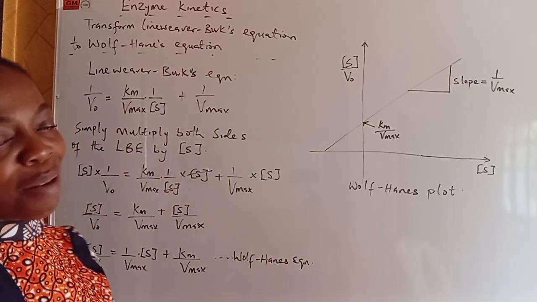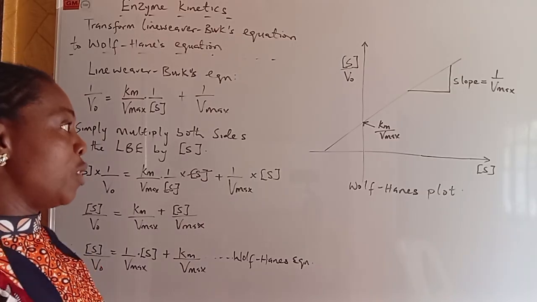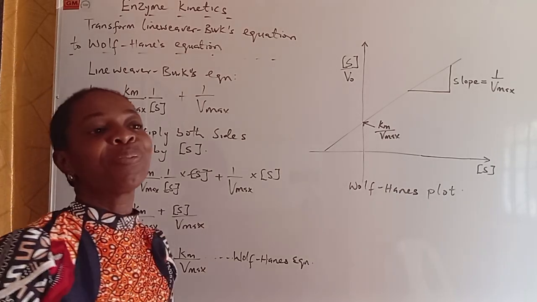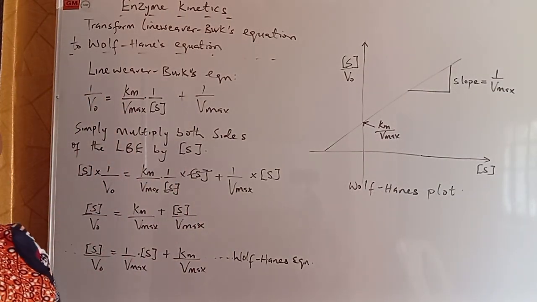But it also has benefits, one of them being that it helps us to explain enzyme inhibition, the various types, and also the fact that it makes it easier to obtain Km and maximum velocity directly from its graph.